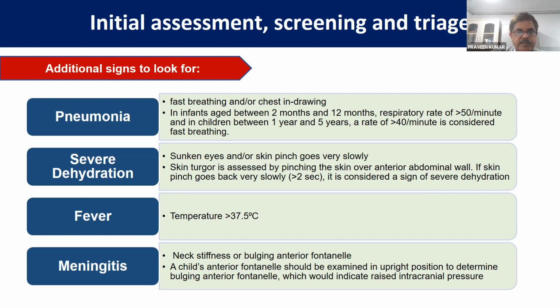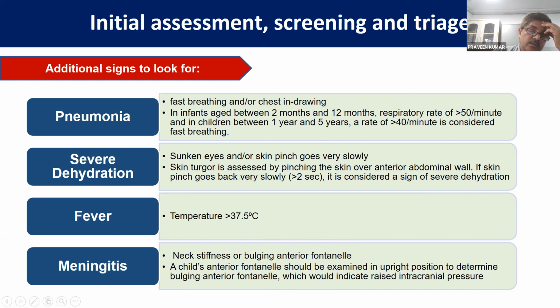How do we identify meningitis? So in younger children, we look for stiff neck, or in infants, we also look for bulging anterior fontanelle.